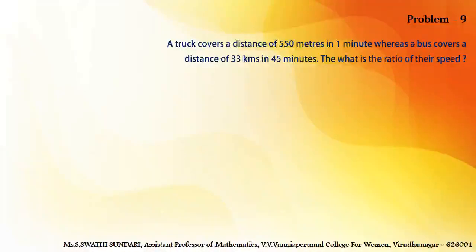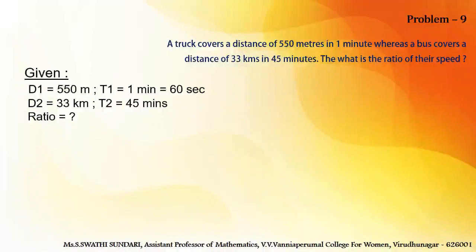Here we observe this problem and write down the given. Here the distances of truck and bus are in different units. So D1 is 550 meter and D2 is 33 kilometer and T1 is 1 minute and T2 is 45 minutes. So we're gonna convert the distance kilometer into meter. Also we could change the time unit, that is minute, into second. So we know that 1 minute equal to 60 seconds. So T1 will be 60 seconds.